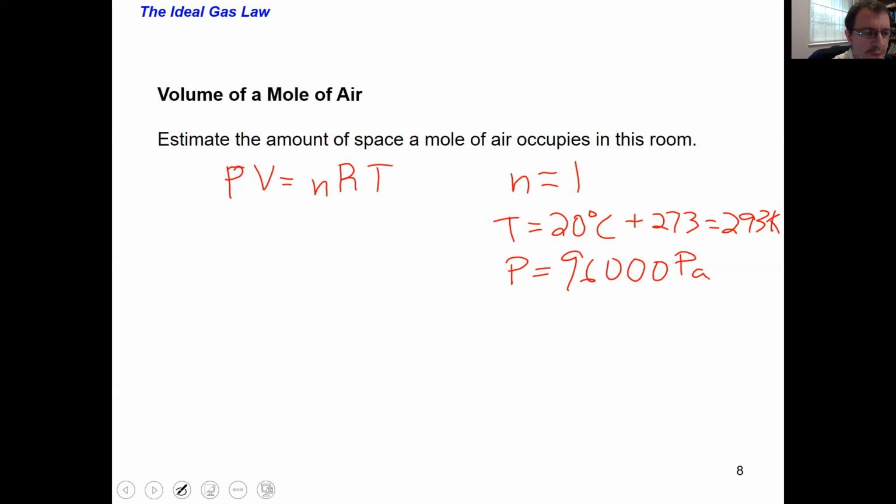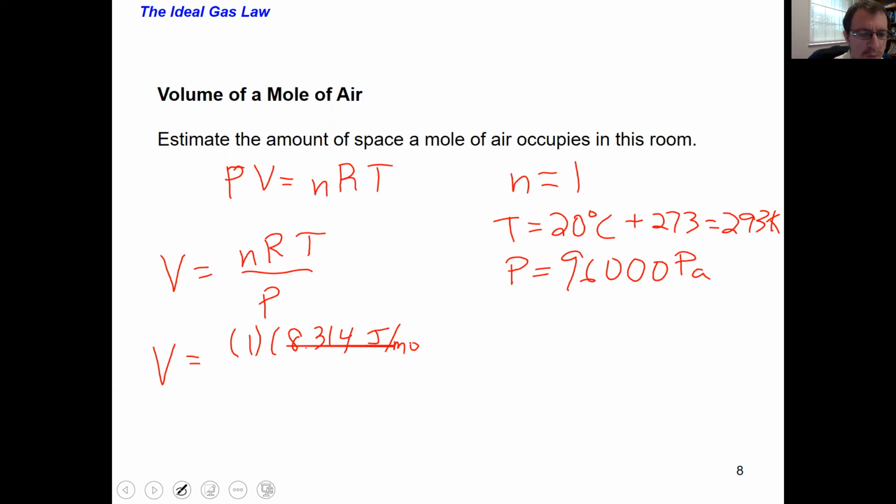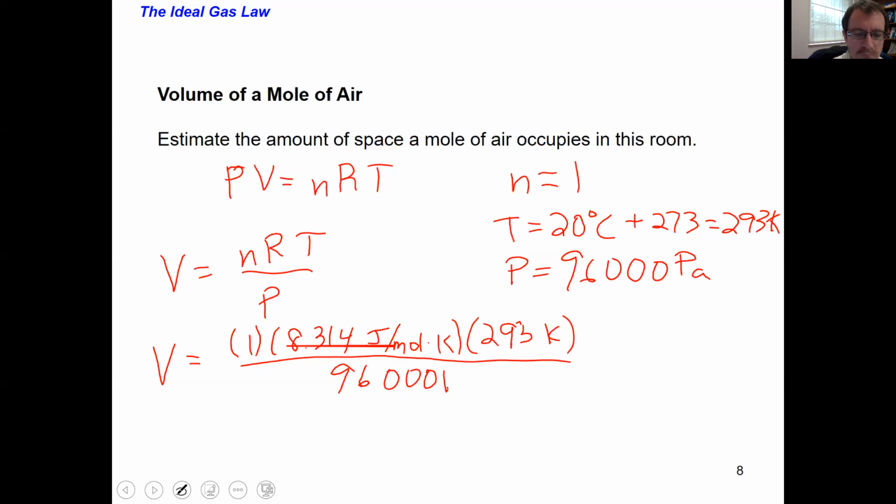All right, so let's solve for volume here. Volume is equal to nRT over P. So our volume then is 1 times the ideal gas law constant, 8.314 joules per mole Kelvin, times our temperature of 293 Kelvin, divided by 96,000 pascals. We'll see what that gives us here.